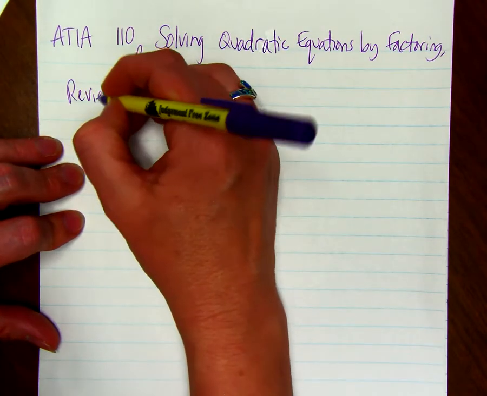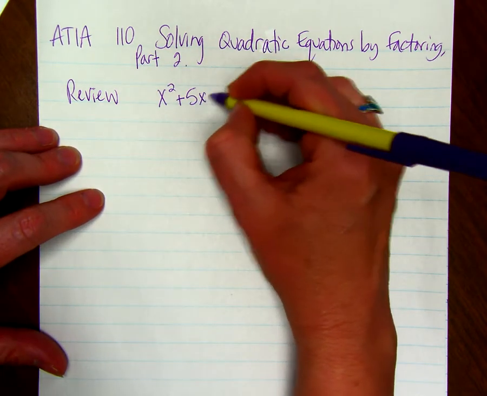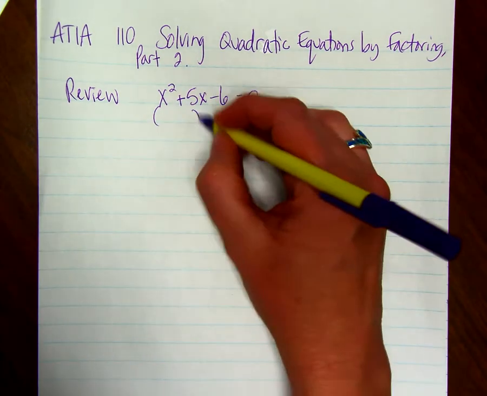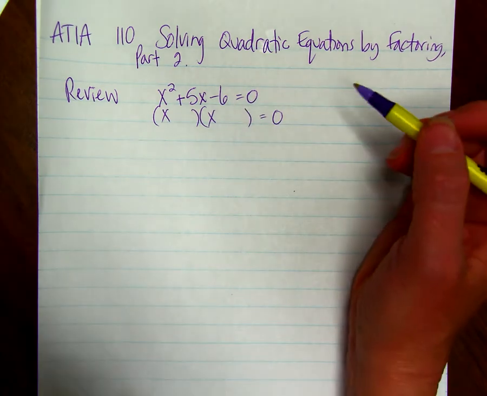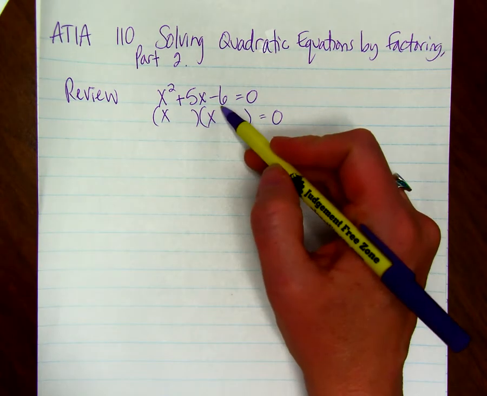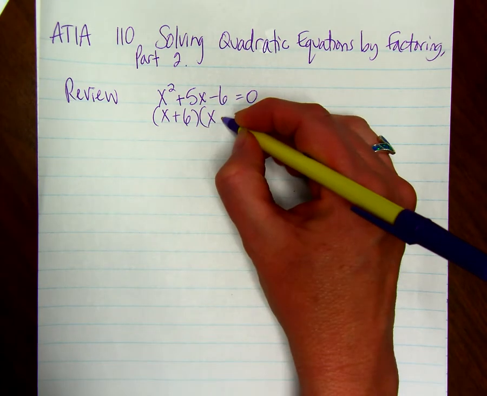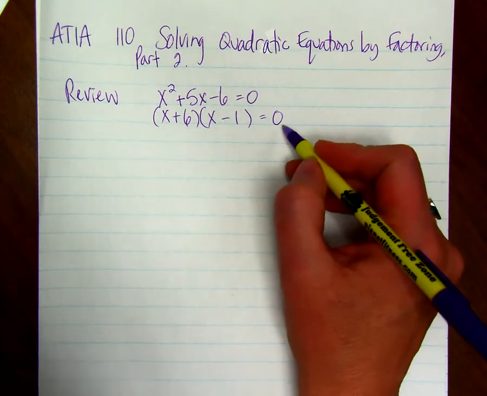So here's the review of what we did before. x squared plus 5x minus 6 equals 0. This is just an example. And when we factor, we put our x's at the beginning. We need two numbers that multiply to negative 6 and add to positive 5. We could use plus 6 and negative 1. When you times those, you get negative 6. When you add them, you get 5.